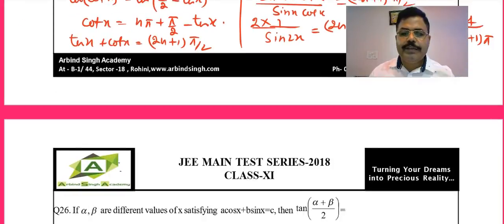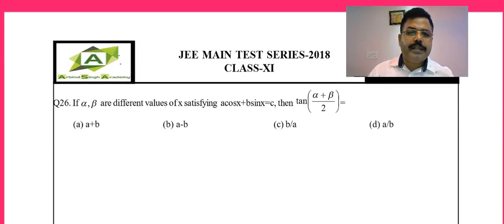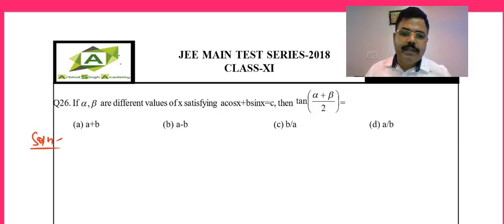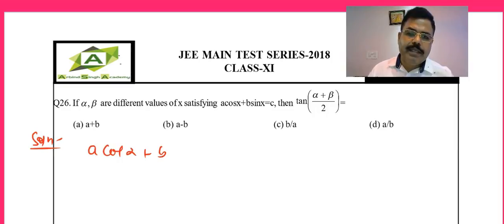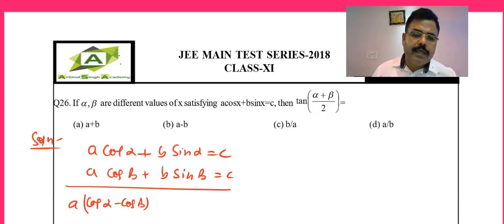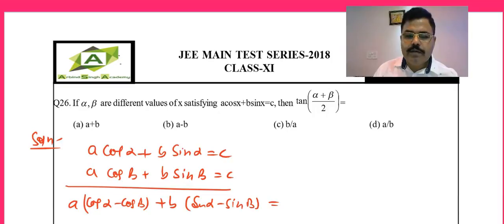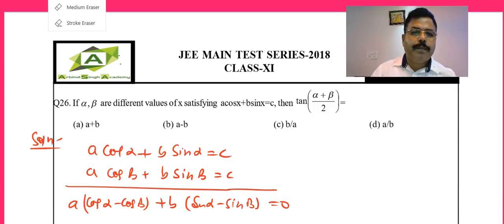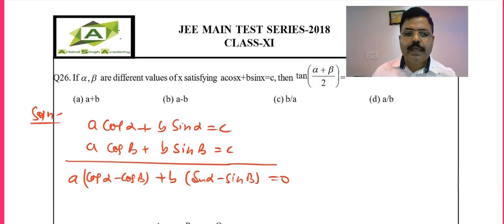Now the next question is 26. And what is the solution of this 26? So alpha, beta satisfying, we can write A cos alpha plus B sin alpha is equal to C, and similarly also A cos beta plus B sin beta is equal to C. So if I subtract this, we get A (cos alpha minus cos beta) plus B (sin alpha minus sin beta) is equal to what? 0. Right?